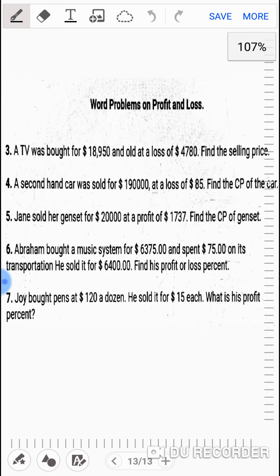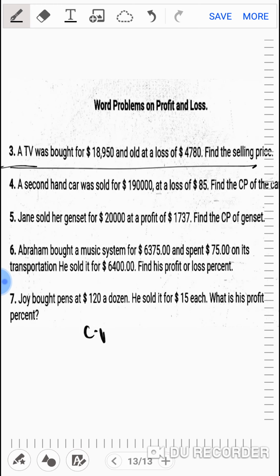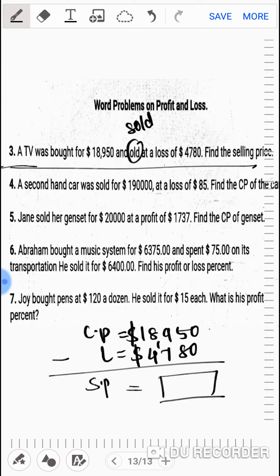Next we have few word problems. Let's see. First, a TV was bought for rupees 8950. Bought means CP is given as 8950. Bought price means CP. And it is sold at a loss of 4780. So loss is what? 4780. So what will you do to find selling price? Loss is always subtracted from CP to get the selling price. So you have to just subtract and write. Clear?